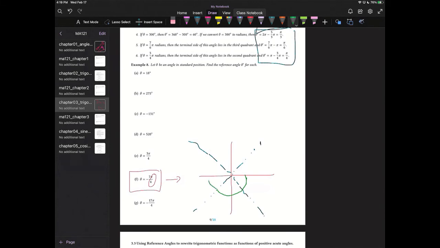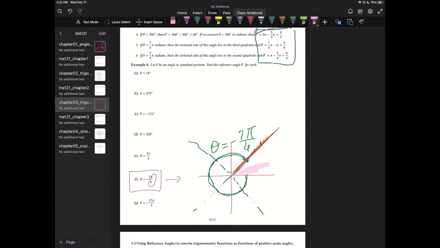Here I have 4, oops, not right. Here I have negative 4 pi over 4. Here I have negative 5 pi over 4. Here I have negative 6 pi over 4. And here I have then 7 pi over 4 in the negative direction. This is negative 7 pi over 4. So this is the terminal side for negative 7 pi over 4. And now I need the reference angle.